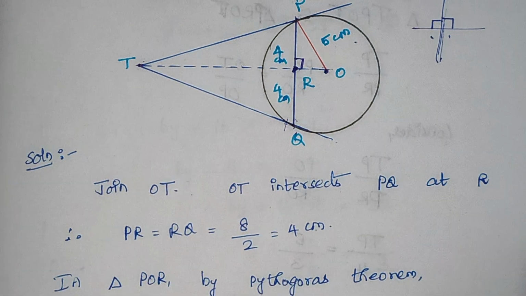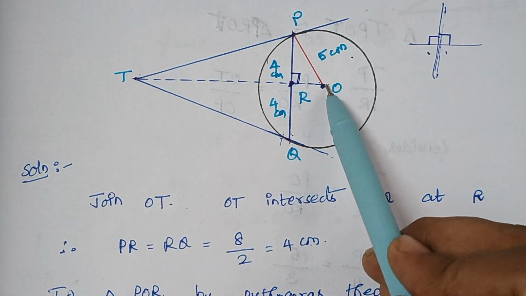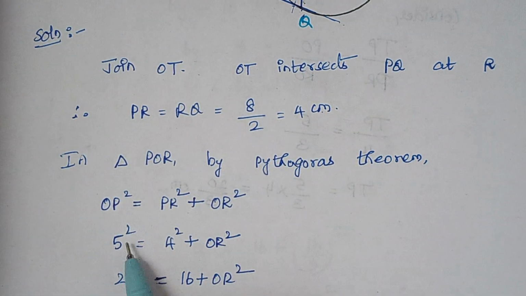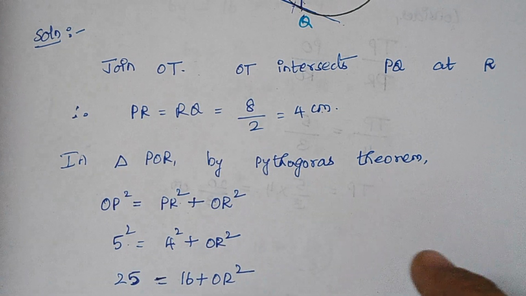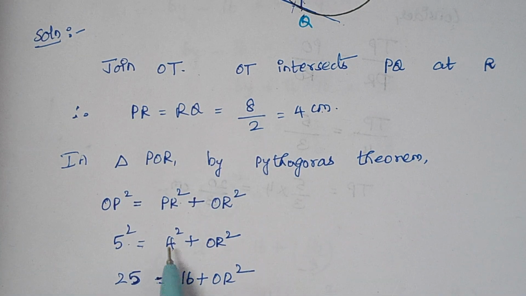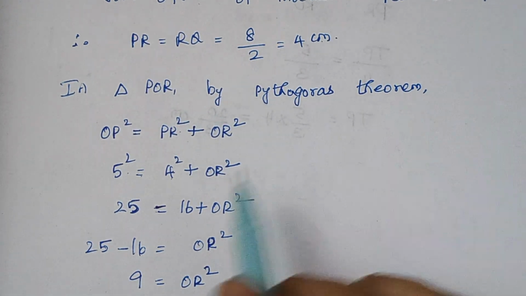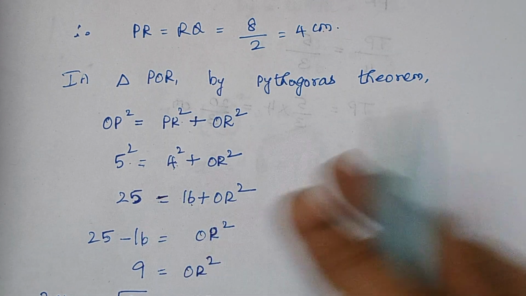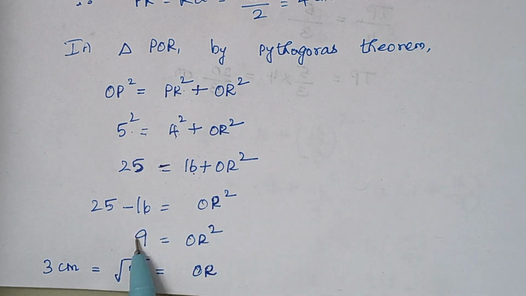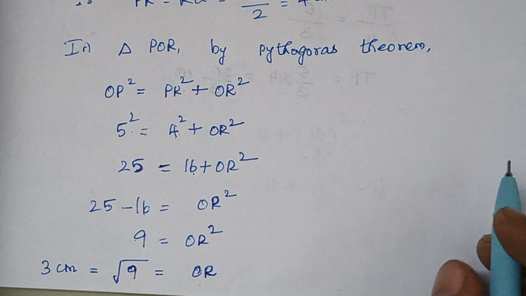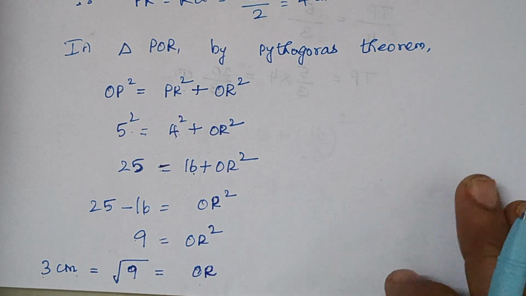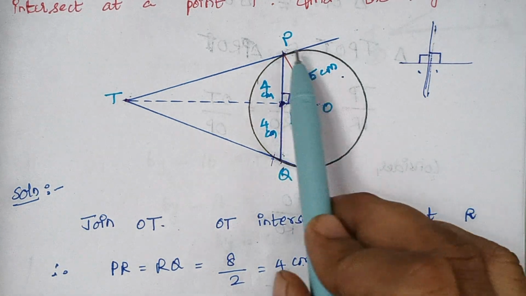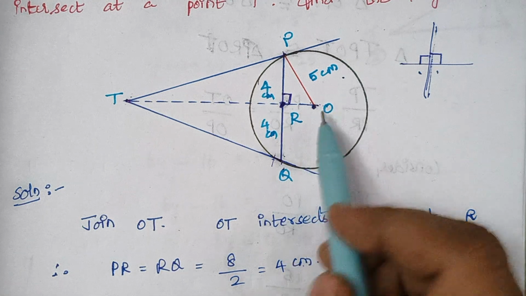When you apply Pythagoras theorem, we can write OP square is equal to PR square plus OR square. OP is 5 and PR is 4, so just substitute the values. So 5 square is equal to 4 square plus OR square. 5 square is 25 and 4 square is 16. We need OR square, so just move this 16 to the left hand side. 25 minus 16 gives you 9. And when you take the square root, the value of OR is equal to 3 centimeters. Now we have found the values of all the sides, that is, the unknown side OR is calculated.